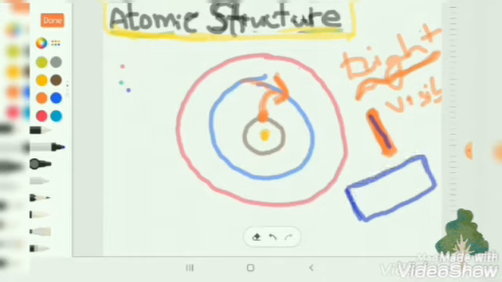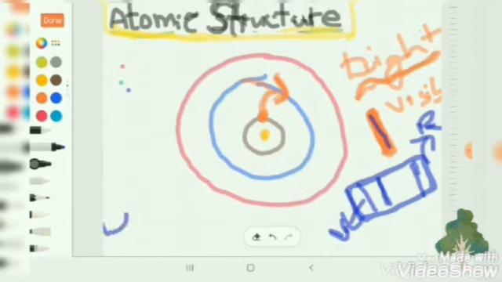In VIBGYOR colors, you can see violet, indigo, blue and different colors. These different colors are made up of different wavelengths. Due to different wavelengths, they show different colors. The highest wavelength is of red and the lowest wavelength is of violet. As you all know, E equals hc by lambda, so E is inversely proportional to lambda. So violet consists of higher energy and red consists of lower energy.